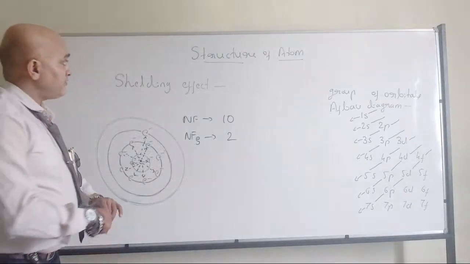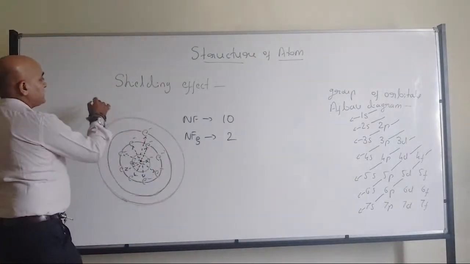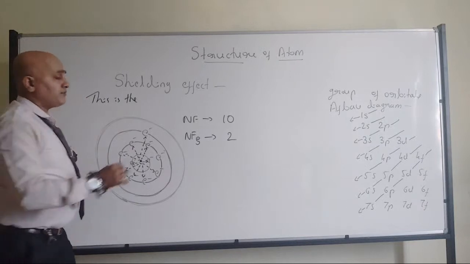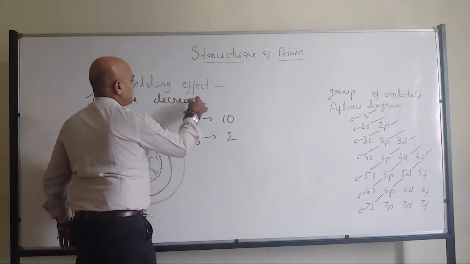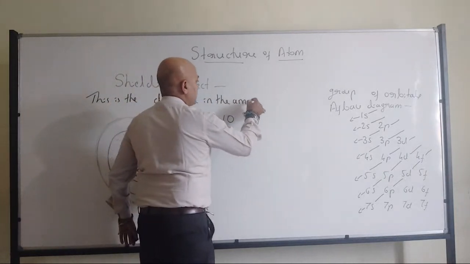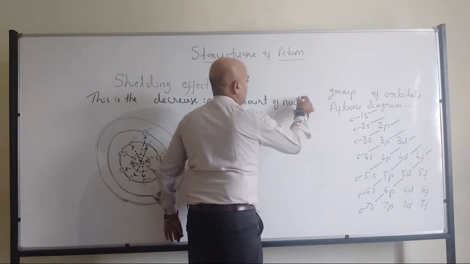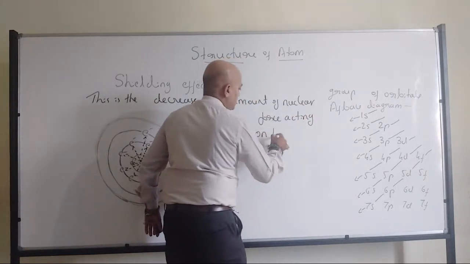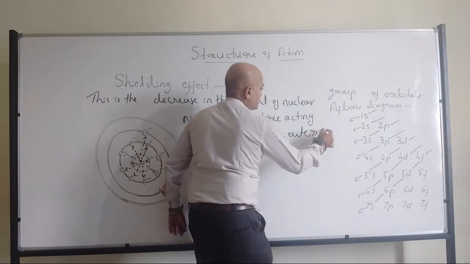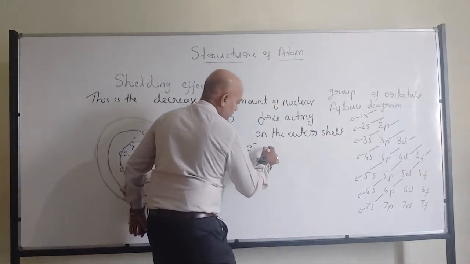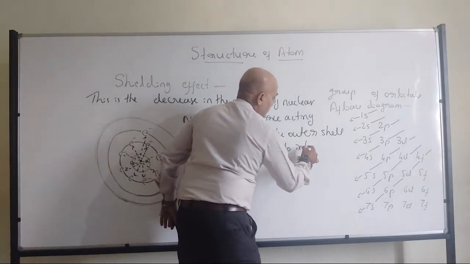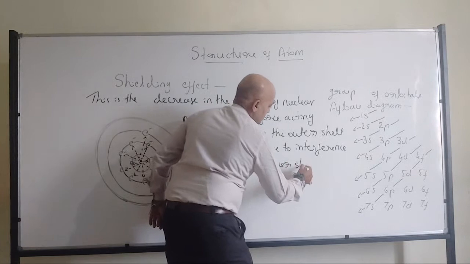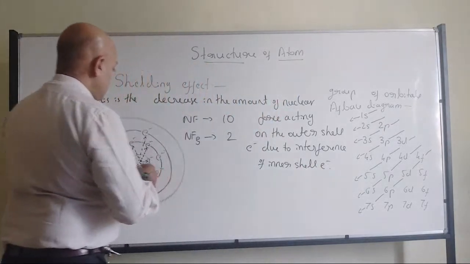Now I can define the shielding effect. This is the decrease in the amount of nuclear force acting on the outer electrons or outer shell electrons due to interference of inner shell electrons. That will be the shielding effect.